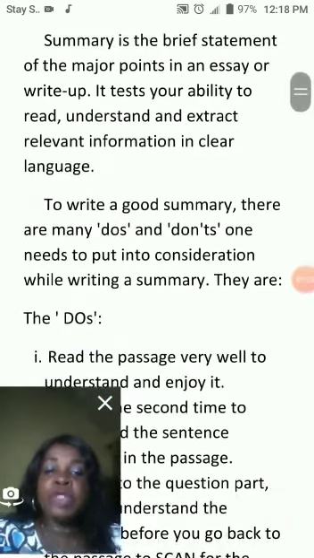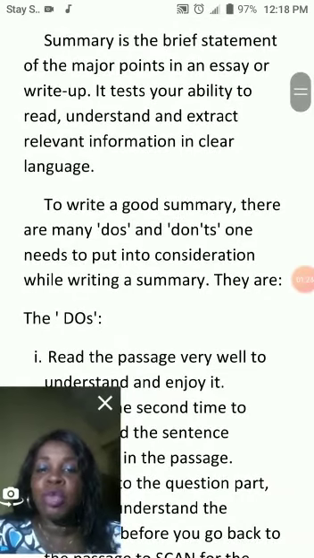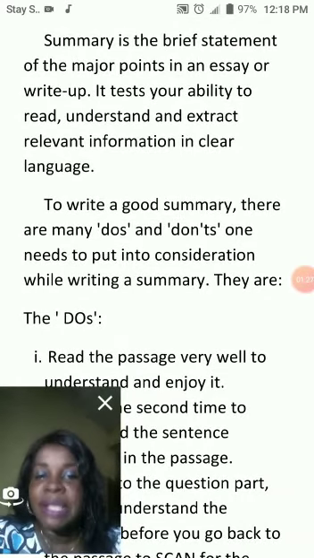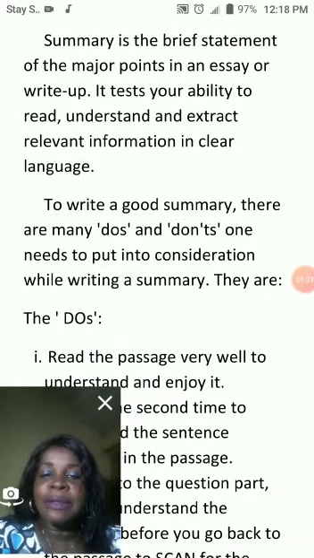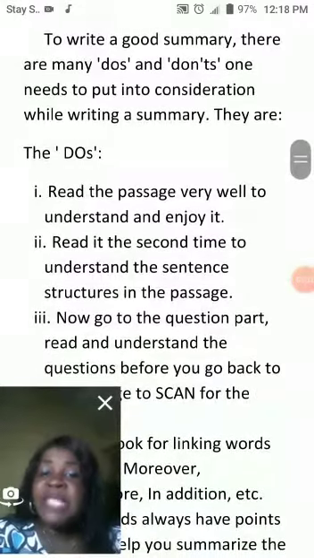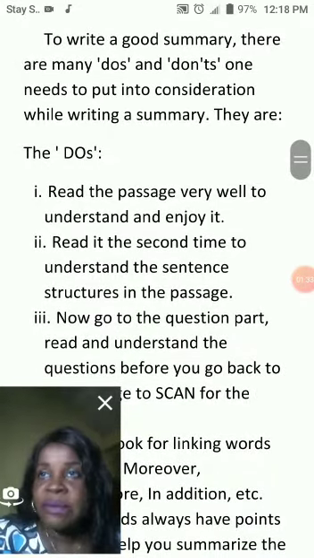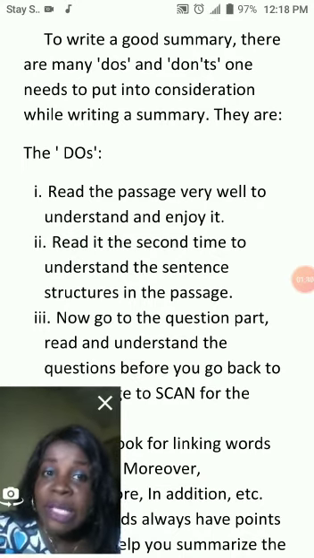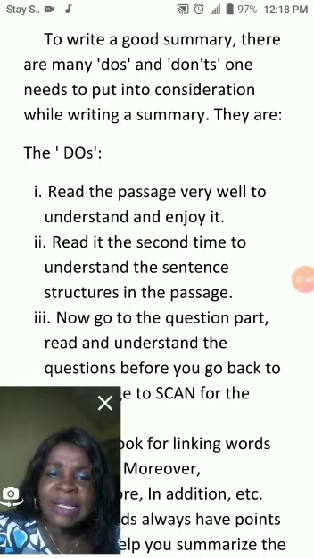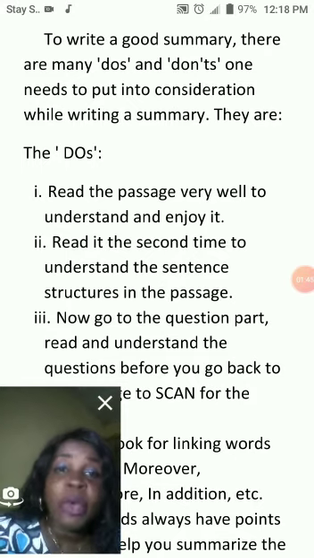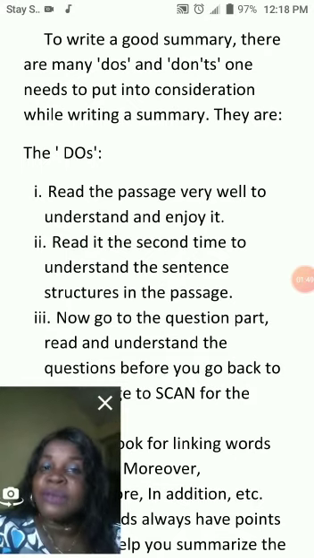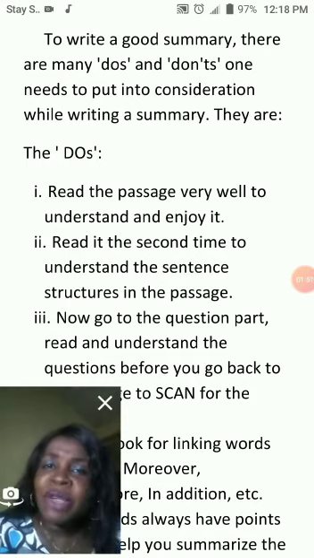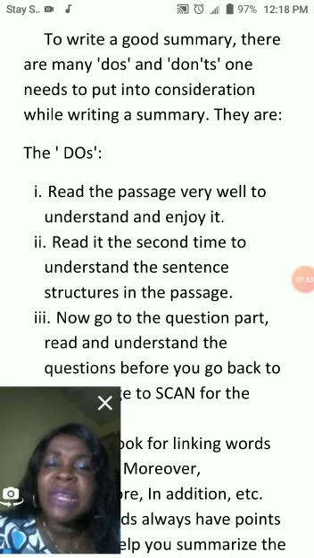Now, to write a good summary, there are many do's and don'ts one needs to put into consideration. Number one, read the passage very well to understand and enjoy it. What do I mean by this? Whenever you are given a passage to read, as far as summary is concerned, you are expected to read and enjoy the passage first. Don't just read it because you were asked to write the summary questions. No, read to know what the passage is talking about before you answer the questions there.